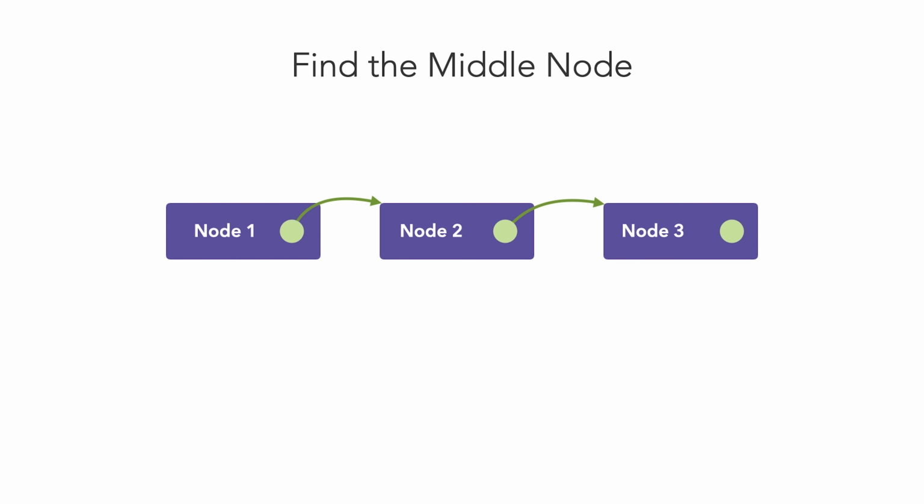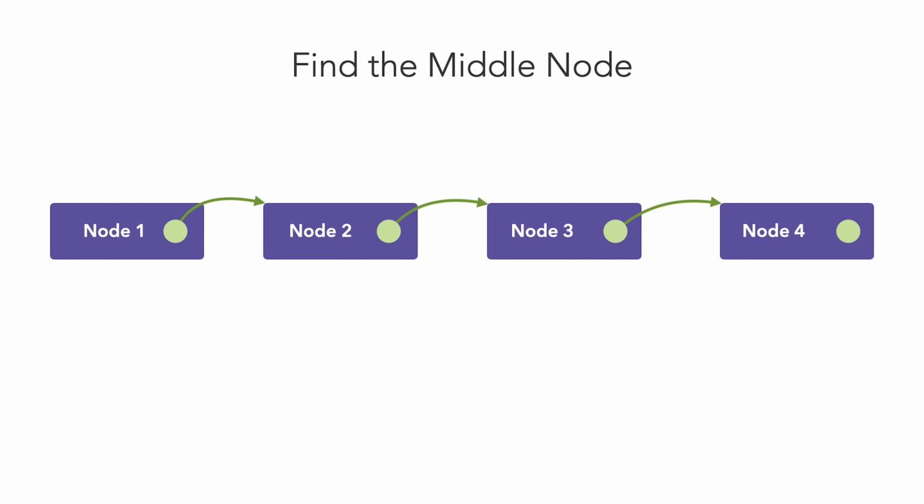In this challenge, your task is to write a function that takes a singly linked list as its input parameter and returns the node at the middle of the list. Consider the following linked list. The middle node in this list would be node 2. If the linked list has an even number of nodes, we'll return the node closer to the end of the list. So for a list with 4 nodes, we'd return node 3, since it's one of the 2 middle nodes in the list and the one closer to the end.